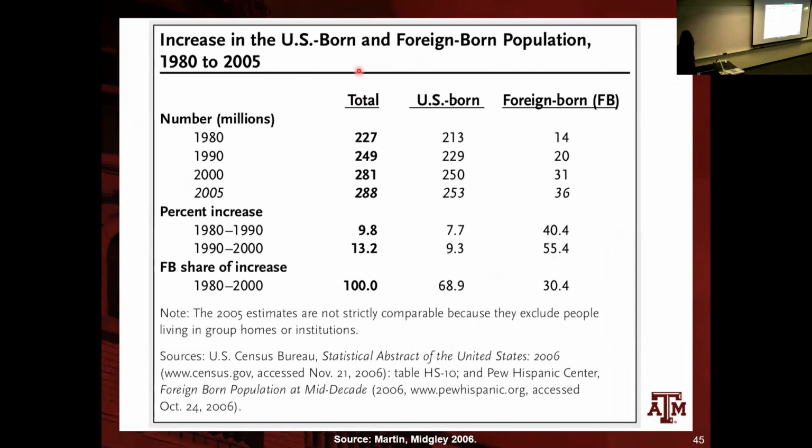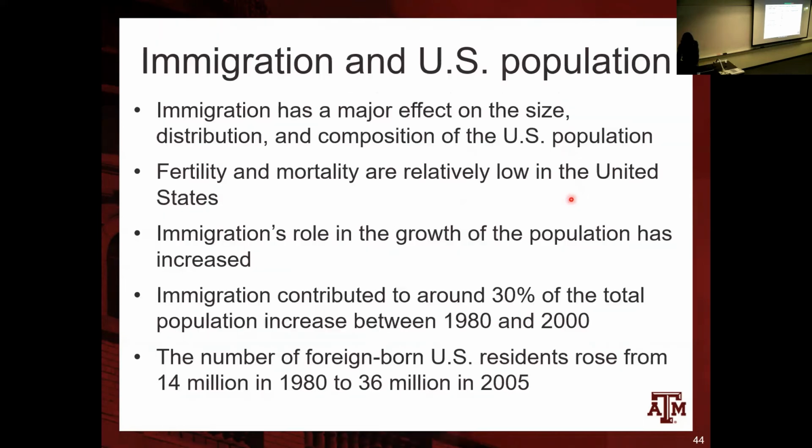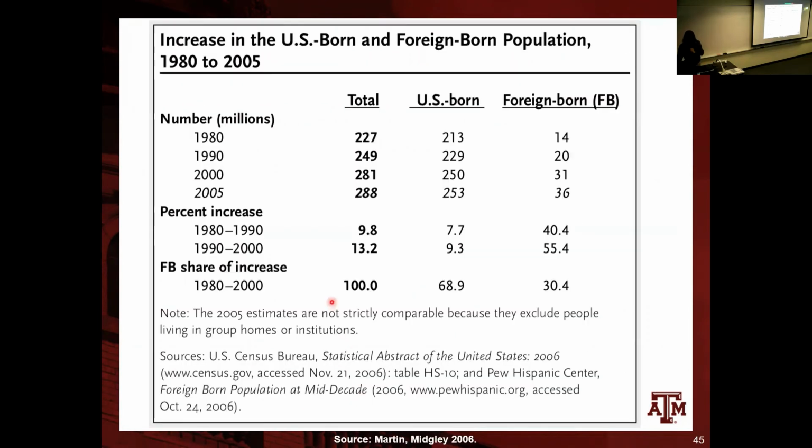Here we have an increase in the US-born and foreign-born population from 1980 to 2000. The total population in the US going from 227 million to 288. 213 million US born, 14 million foreign born, 253 US born, 36 million foreign born. So this 14 to 36 are exactly the numbers that I cited in the previous slide. And the percentage increase of the overall population between 1980 and 1990, 10%. From 1990 to 2000, 13%.